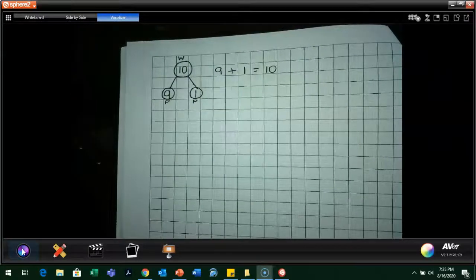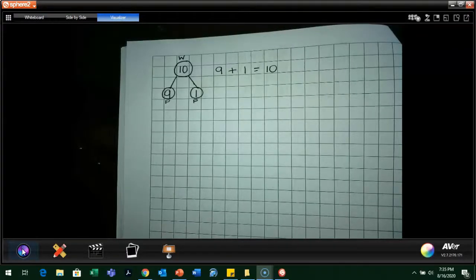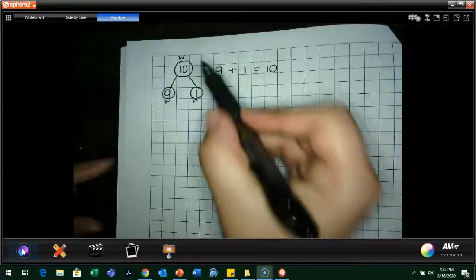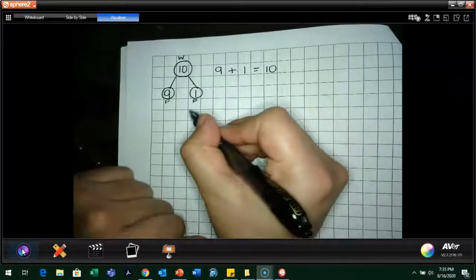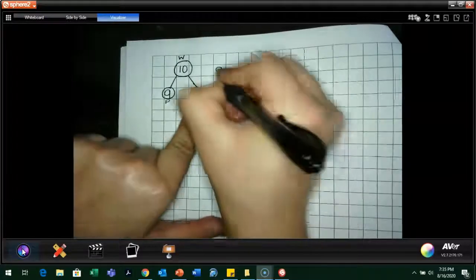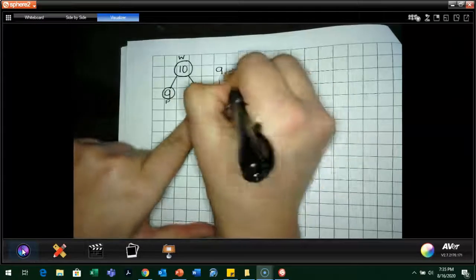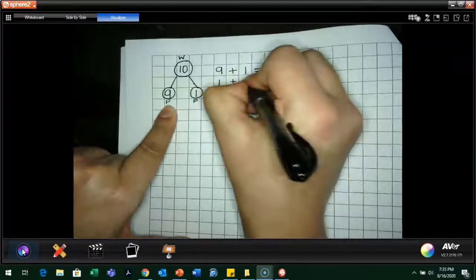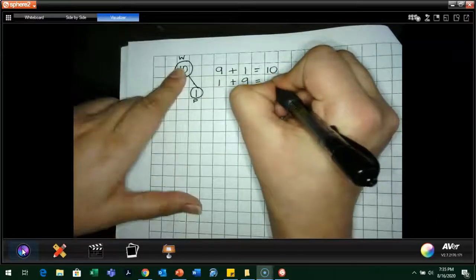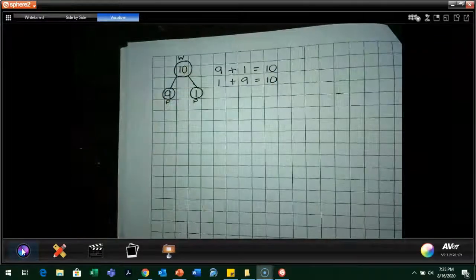Write the first number sentence. Now we're going to write the other addition number sentence. And it goes 1, which is the part, plus 9, the other part, equals the whole, which is 10. Your turn to write it.